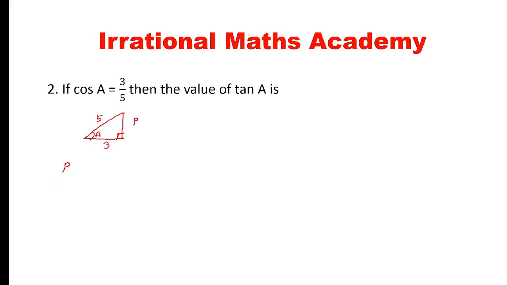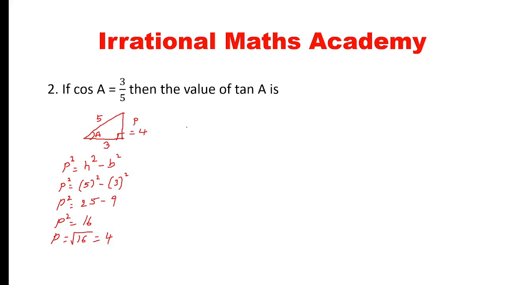From the Pythagoras theorem, P square equal to H square minus B square, where B is the base. P square equal to 5 square minus 3 square. P square equal to 25 minus 9. P square equal to 16. We want P, not P square value. So the square, if you transpose to the other side, becomes a root. So the answer is 4. So I got the P value now.